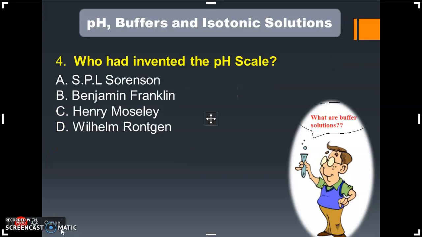So the answer is C. Who invented the pH scale? As we all know, Sorensen sir invented this pH scale. So the answer is A, S.P.L. Sorensen.